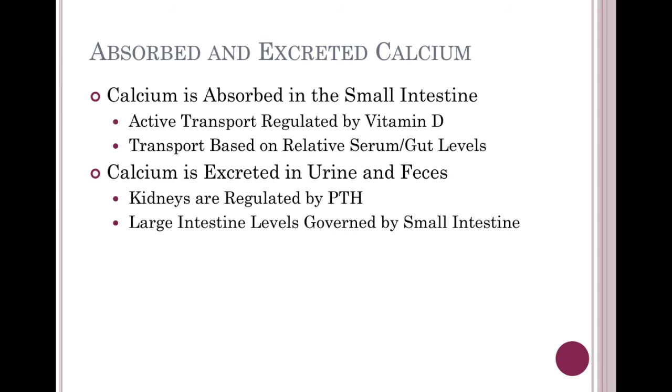So calcium is absorbed in the small intestine, and the active transport is regulated by vitamin D, which is an important role that vitamin D plays. And the transport is based on the relative serum and gut levels. So part of this feedback mechanism is basically regulating vitamin D and regulating how the calcium is absorbed through the small intestine. Calcium is excreted in the urine and the feces, and as we showed, the parathyroid hormone and the calcitonin will regulate the amount of calcium that is excreted and absorbed, and the large intestine levels are governed by the small intestine. So basically, between the calcitonin, the parathyroid hormone, and the vitamin D, those are some of the primary regulators of serum calcium.